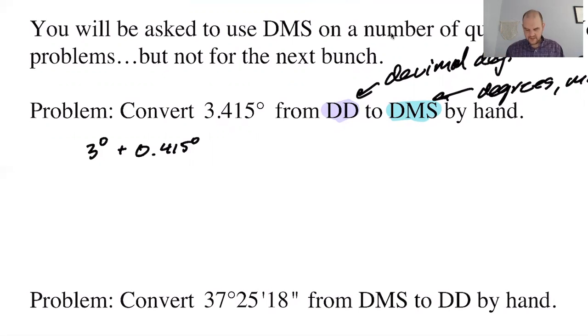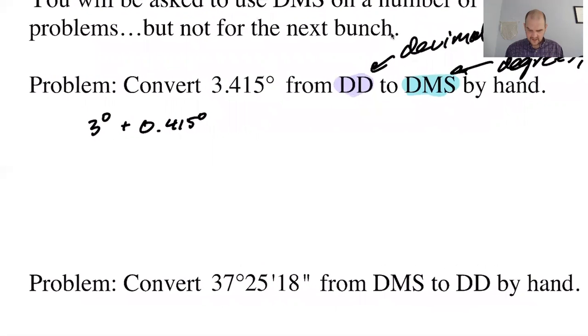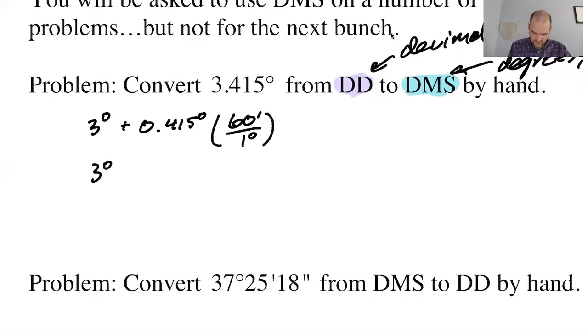So the first thing I'm going to do is convert from degrees into seconds, right? There's 60 seconds in any 1 degree. So this will give me 3 degrees plus, if I do 0.41, I did this ahead of time, it'll be 24.9, and then you're left with seconds. But there's still a decimal there. We don't really want that.